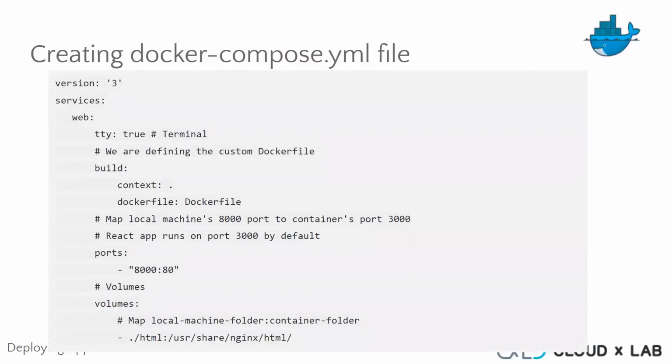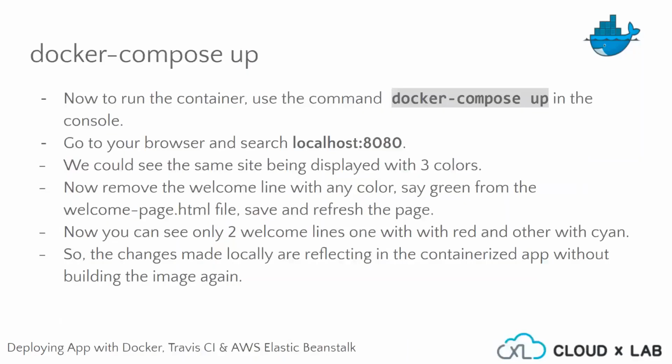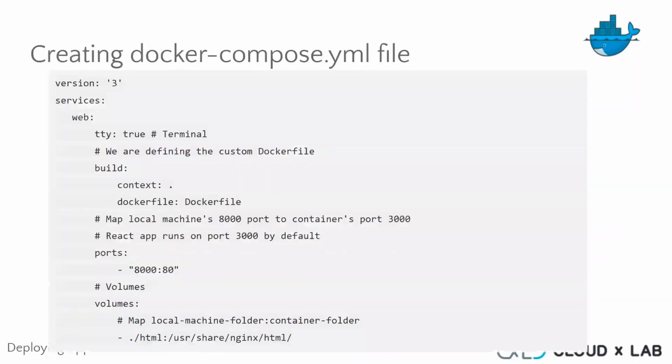For Docker Compose, we need to define a docker-compose.yml file, and it looks something like this. We will go into detail on how to create this and what it means. Now to run the container using Docker Compose, we need to use the docker-compose up command in the console. So looking at this file, let us understand what all the different key terms are.